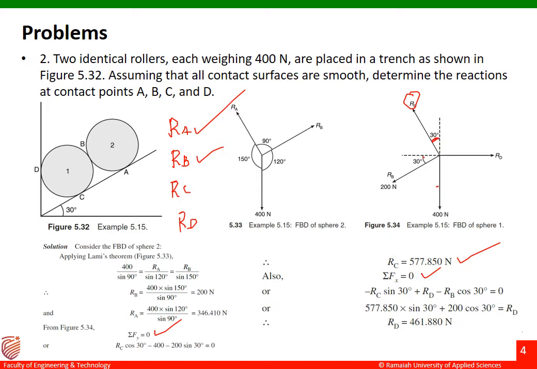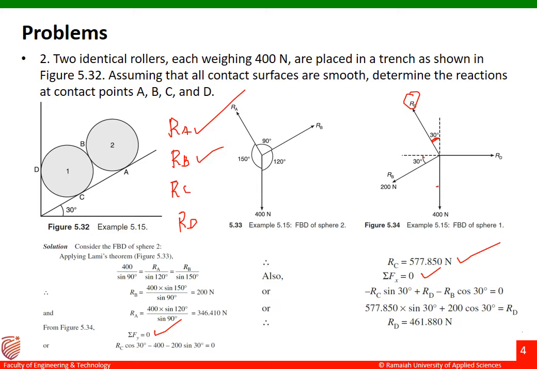So next we have one more equilibrium equation, that is summation Fx equal to 0 there. So in this case we'll see all the horizontal components here. Fine. So we can see there are totally three horizontal components, that is RB, RC and then RD there. Okay. So we'll go one by one.